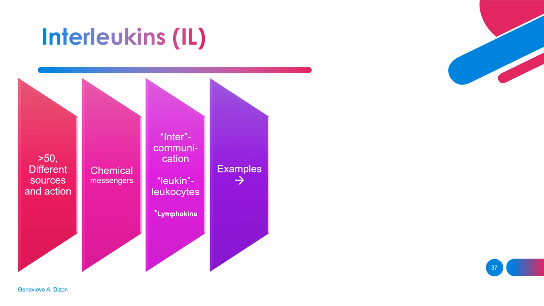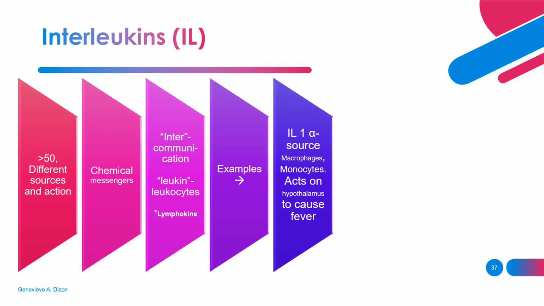Examples of interleukins are interleukin-1 alpha. This is coming from the macrophages and the monocyte. What they do is that they send signal to the hypothalamus to cause a fever. So when there's a pathogen present, the macrophages and the monocytes produce interleukin that acts on the hypothalamus so that there would be an increase in the body temperature that would make the environment not suitable for the pathogen.